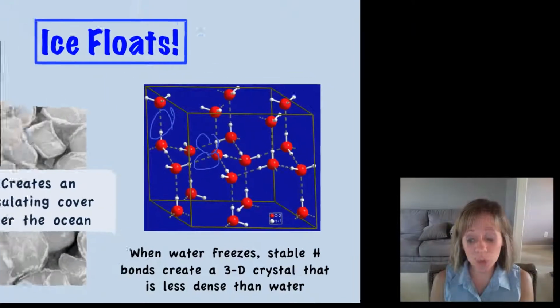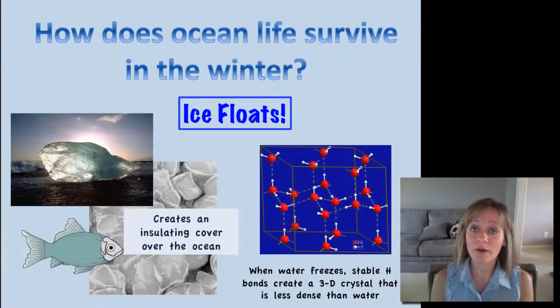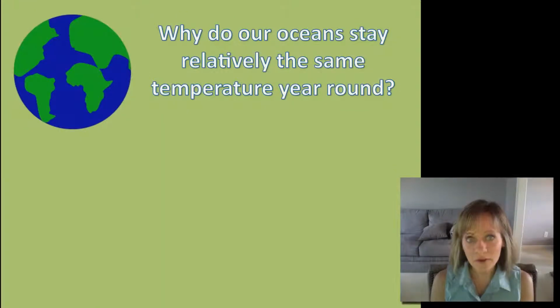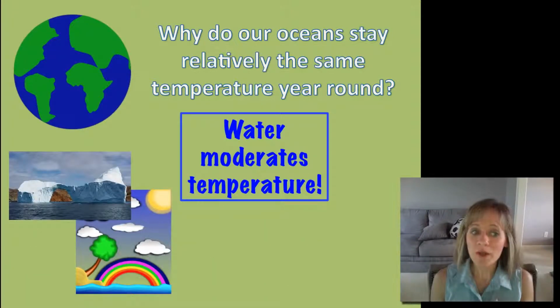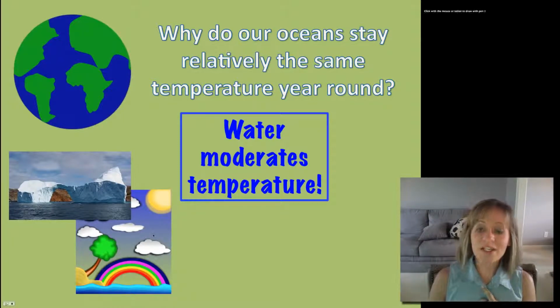So that's the second really, really cool property of water. Cohesion, adhesion, and ice floats. Third, let's think about our oceans. Why do our oceans stay relatively the same temperature all year round? So whether it's wintertime and we've got freezing temperatures, or whether it's summertime and it's hot? Well, the answer is water moderates temperature.